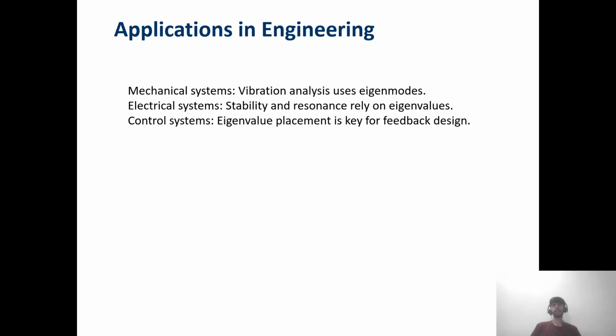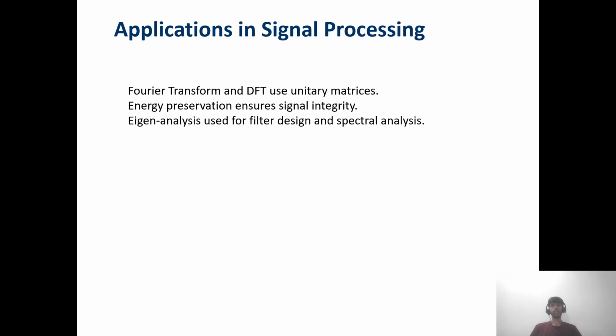In engineering, eigenvalues are used in mechanical systems to study vibrations. Each mode of vibration corresponds to an eigenvector and its frequency is the eigenvalue. In electrical engineering, eigenvalues help us determine system stability, whether a system will respond calmly to inputs or spiral out of control. In control theory, placing eigenvalues in specific regions of the complex plane allows engineers to design stable feedback systems.